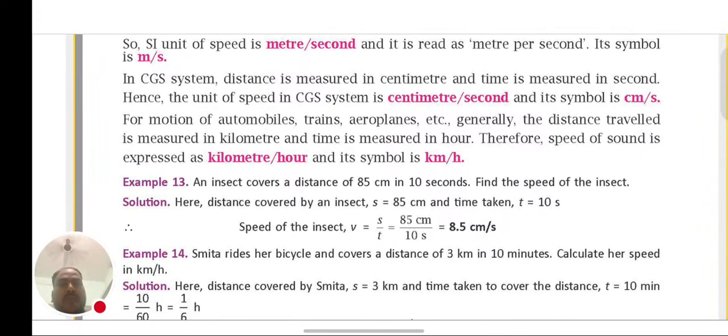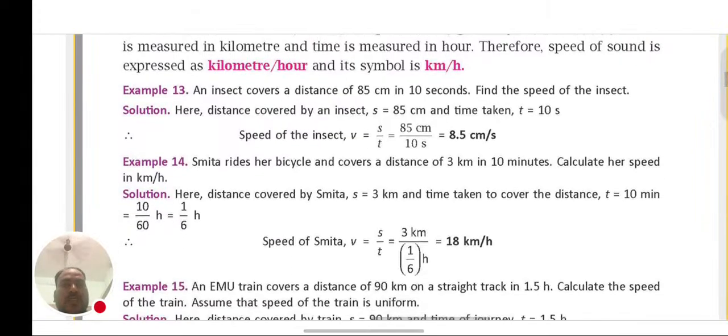Now next one. So activity is given here, examples are given here. So first, example 14 we can see. Samita rides her bicycle and covers a distance of 3 km in 10 minutes. Calculate her speed in kilometer per hour.